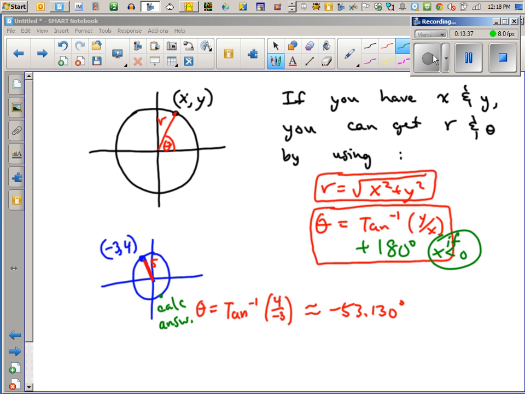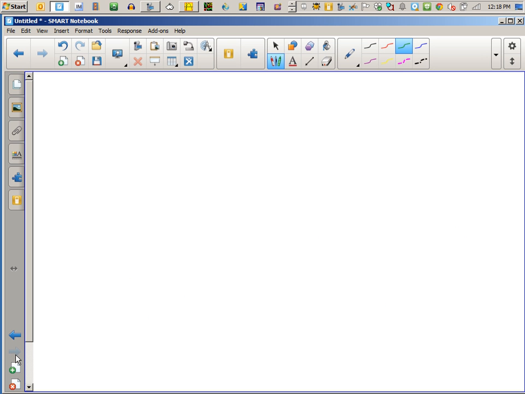Okay, so we can see we have two formulas, one for finding r when we know x and y, and one for finding theta when we know x and y. The second one's conditional. It depends on the x value you're given. So let's try a quick example of it. Let's say that you're asked to find the polar coordinates of, and let's make it a multi-part one. Okay, so let's find the coordinates of the point negative 3, 0.